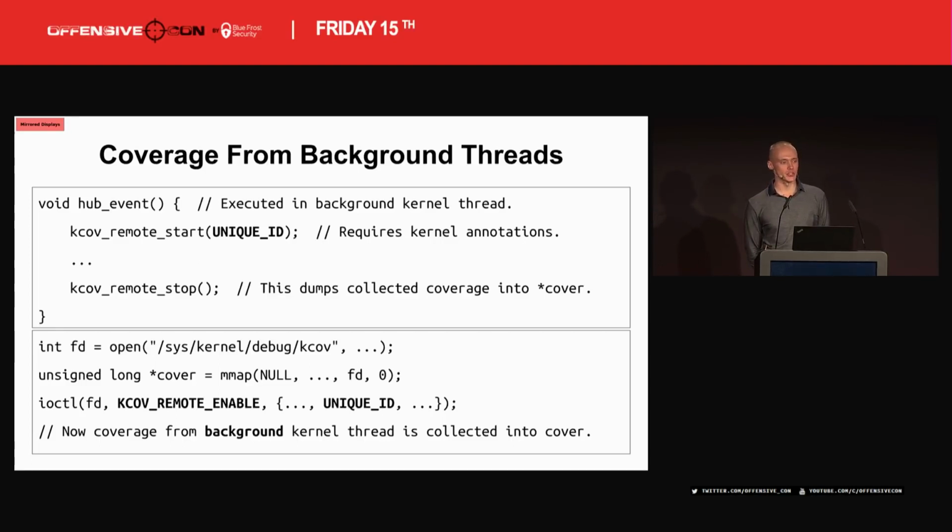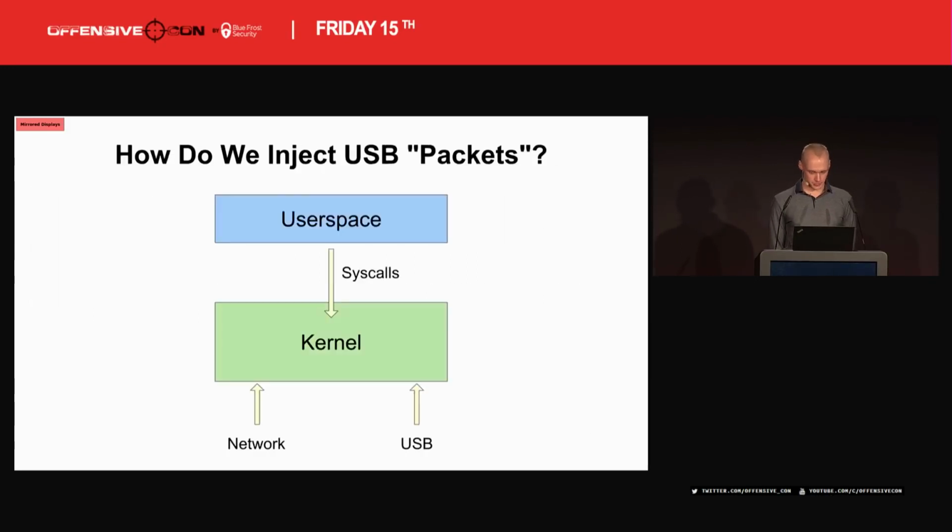hub_event is the function that inside the kernel handles different events that happen on USB. In particular, it handles all of the USB enumeration process. The idea is that you add annotations to this function and use some unique ID. Then you use this unique ID to pass it to an ioctl that you call from user space. That's basically the whole idea. After you issue this KCOV remote enable ioctl, the coverage from this background thread is going to be collected into this buffer that you mapped.